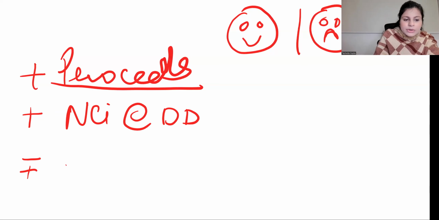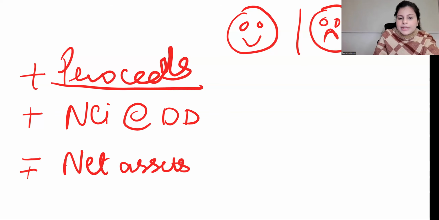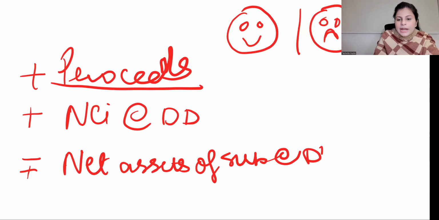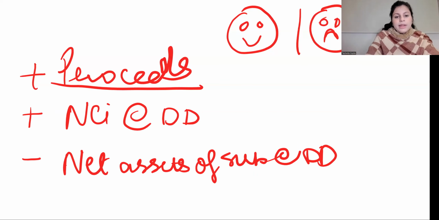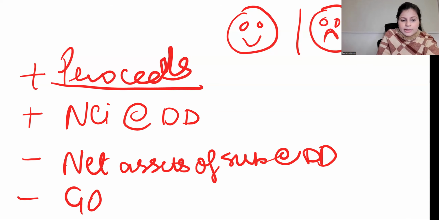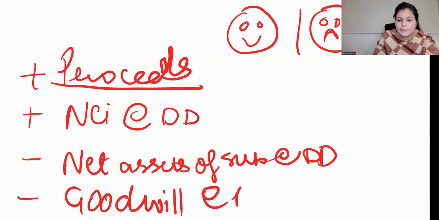Sad. So net assets of subsidiary at disposal date, that is deducted. Similarly, about the goodwill, will you be happy or sad? Goodwill is a good thing. Now goodwill is also going away. That subsidiary is going away. So sad about the goodwill. So deducted: goodwill at disposal date.